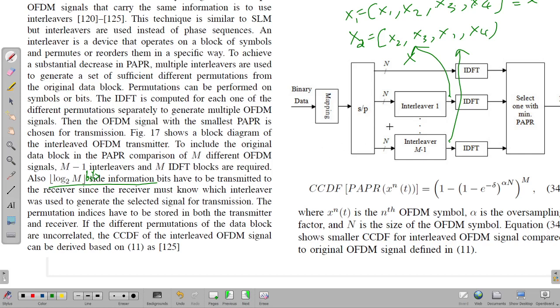Again, these interleaving patterns have to be stored somewhere, both in the transmitter and the receiver. This interleaving information, this permutation format, has to be stored in both transmitter and receiver. So you need some storage. And the block here, which selects the one with the lowest PAPR, the computational complexity is going to increase if the value of m increases or if the value of n increases.